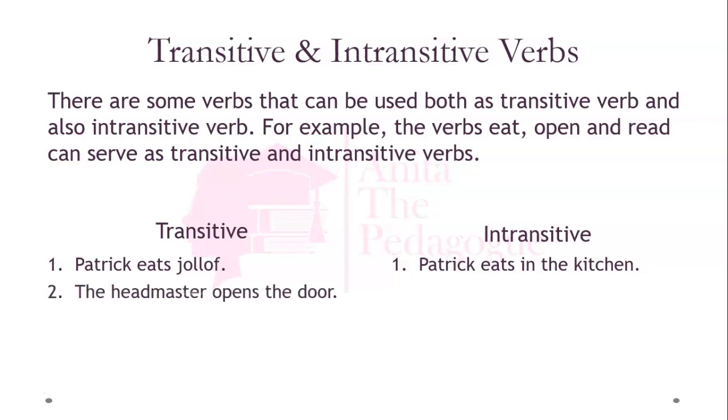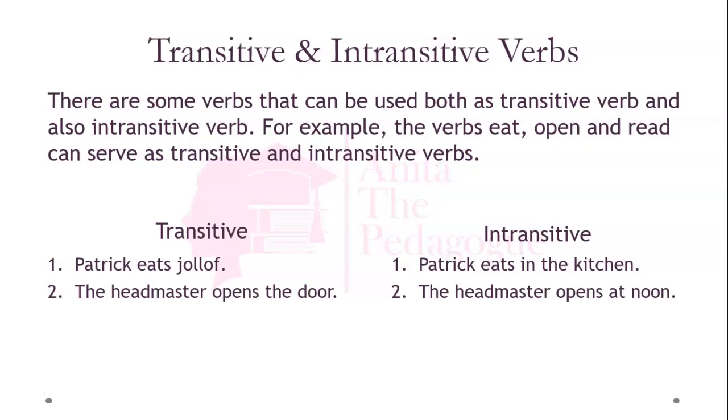Let's look at the next example. Number 2. Under transitive: The headmaster opens the door. Here the verb is opens, and it is followed by the noun, the door. That is the direct object. When we look at the intransitive section, we have: The headmaster opens at noon. You realize that the verb opens is followed by a preposition and not a noun. And so opens is serving as an intransitive verb here.